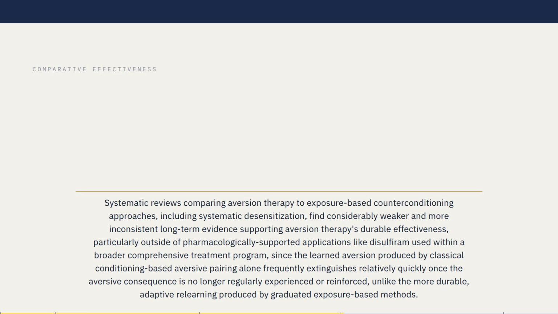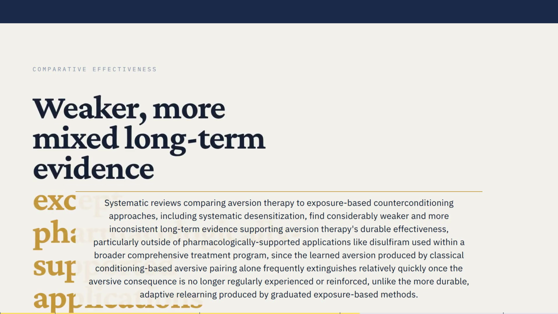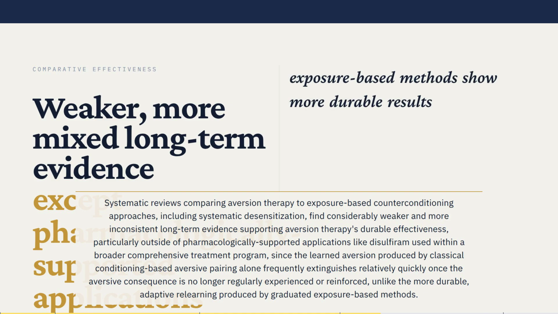Systematic reviews comparing aversion therapy to exposure-based counterconditioning approaches, including systematic desensitization, find considerably weaker and more inconsistent long-term evidence supporting aversion therapy's durable effectiveness, particularly outside of pharmacologically supported applications like disulfiram, used within a broader comprehensive treatment program. Since the learned aversion produced by classical conditioning-based aversive pairing alone frequently extinguishes relatively quickly once the aversive consequence is no longer regularly experienced or reinforced, unlike the more durable, adaptive relearning produced by graduated exposure-based methods.